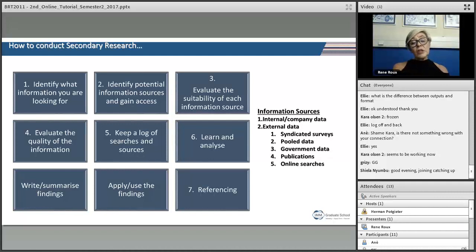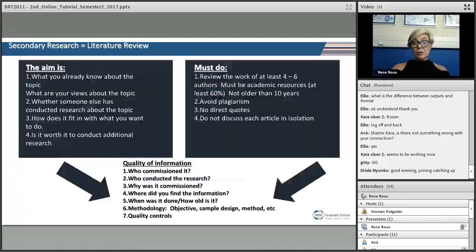Then, once you have searched for the information, you now have to analyze it and you have to learn from it. What are the findings from that search? And then you have to summarize it. And then you have to apply it. You have to use those findings. And lastly, don't forget, when you do secondary research, keep a referencing log, because you use other sources, not your own, for this.